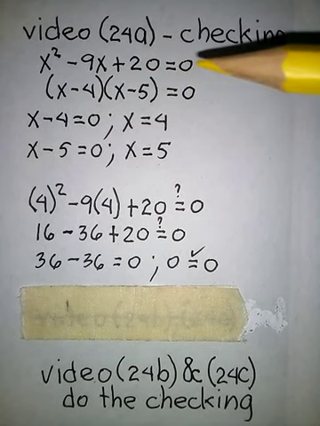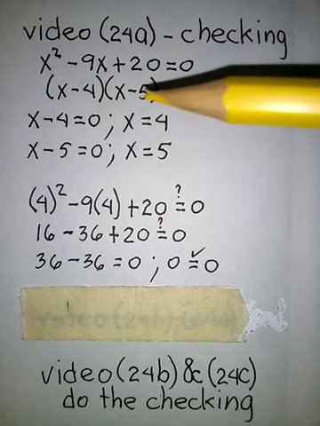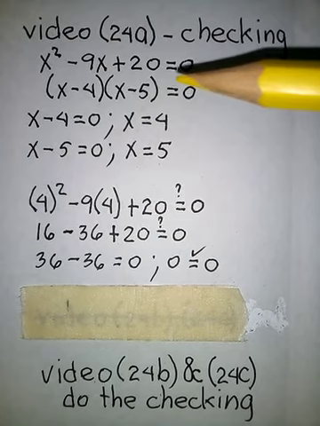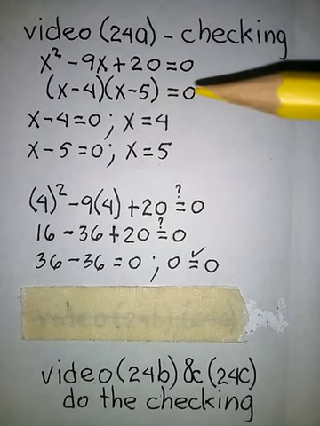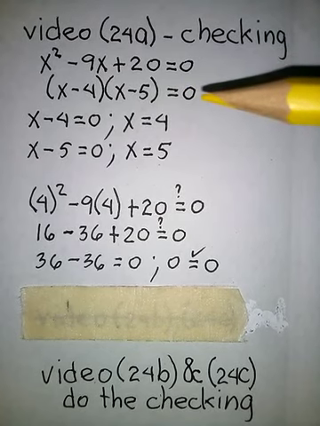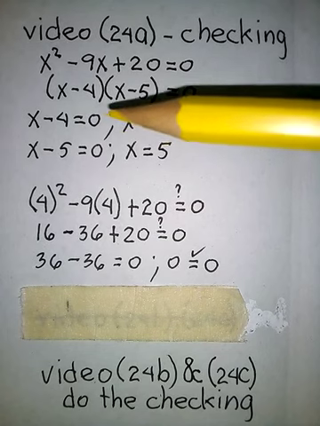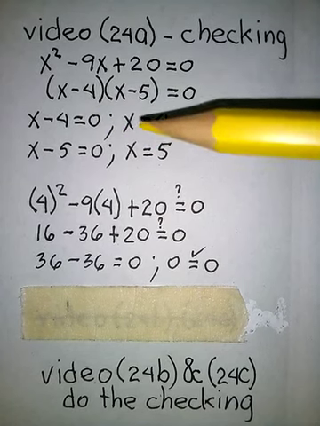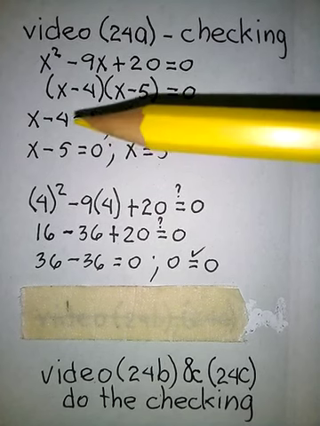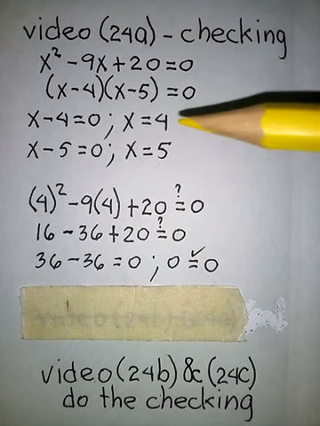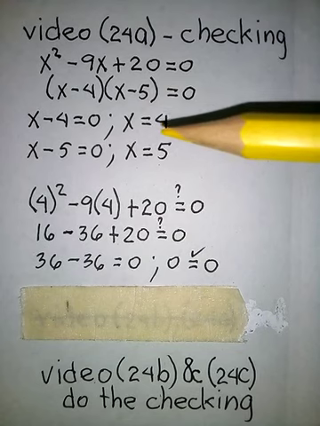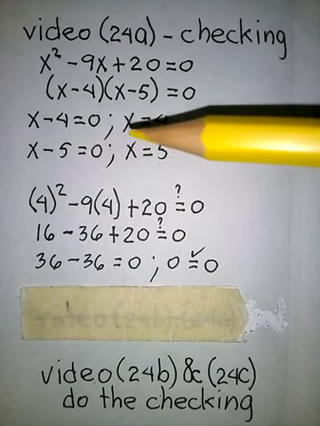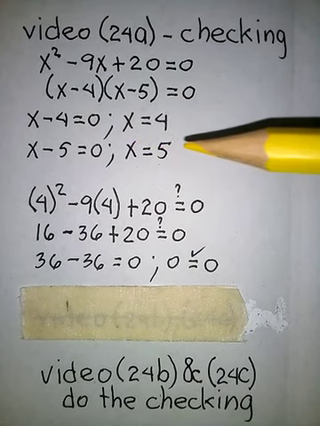So equate this to 0. And then we got the factors to be quantity x minus 4 multiplied by quantity x minus 5. And then equate again this to 0. So equate x minus 4 to 0. So x minus 4 is equal to 0. So x is equal to, transpose negative 4 will become positive 4. So x is equal to 4. And then the other one, x minus 5 is equal to 0. Transpose negative 5, so x is equal to 5.